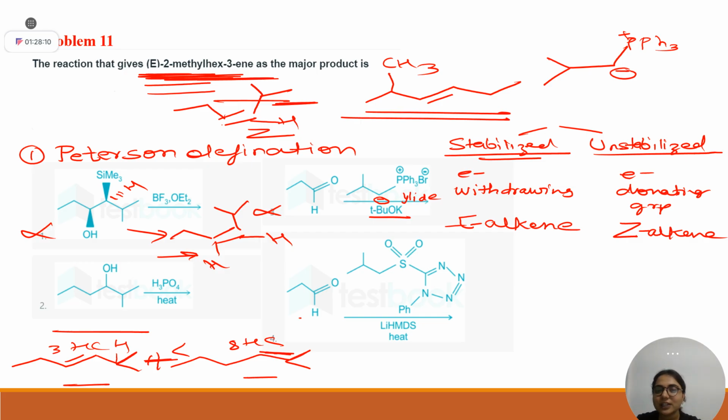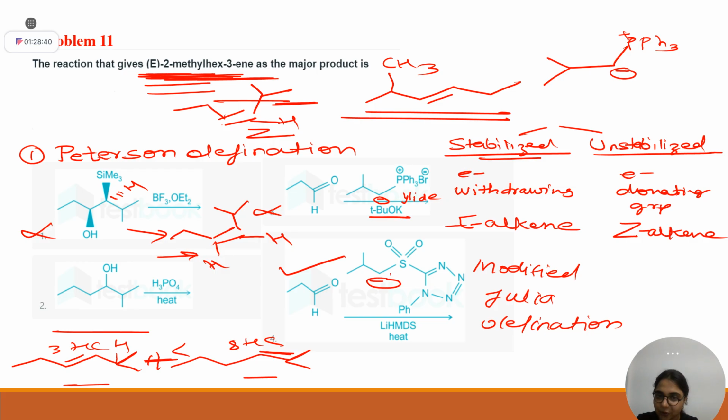So the only correct option is, what name reaction is this? It is the modified Julia olefination. I am not going to tell the mechanism of this also, but could you please guess how it will go? Base is there. It will abstract which proton? Obviously this CH2 proton.